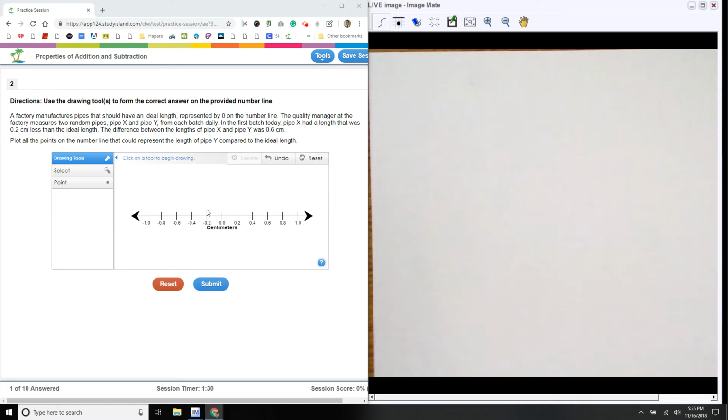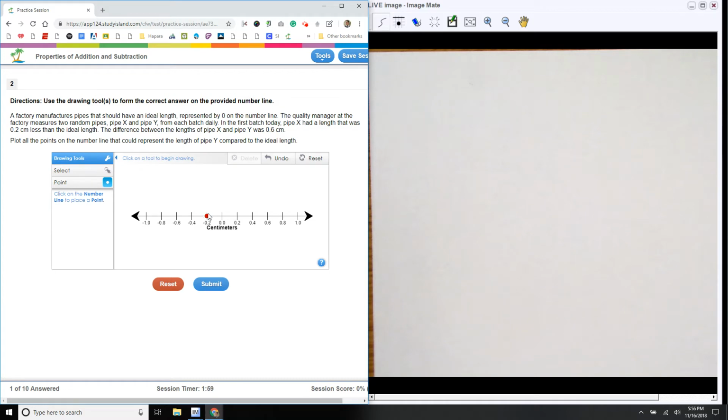It's at negative 0.2. Now, I'm going to put a point there, but I'm not going to keep it there because that's not what it's actually asking for. It's not asking for the length of pipe X. It's not asking you to plot pipe X. It wants to know where pipe Y could be. Now, the difference between the lengths of pipe X and pipe Y was 0.6. So where is 0.6 away? Well, does it say if it was 0.6 lower or 0.6 higher? No, so it could be either one.